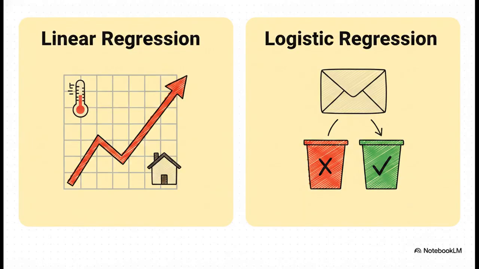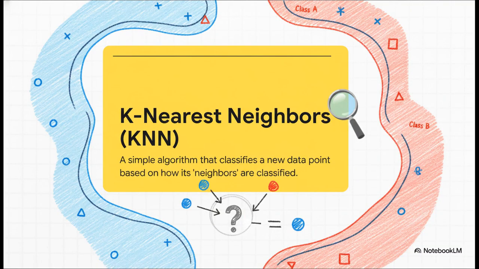Well, that's where logistic regression comes in. Now, I know the name is similar, but its purpose is totally different. While linear regression predicts a value on a scale, like a price, logistic regression predicts a clear outcome, like spam or not spam, yes or no. It's all about classification. Another really popular classification algorithm is k-nearest neighbors, or KNN.